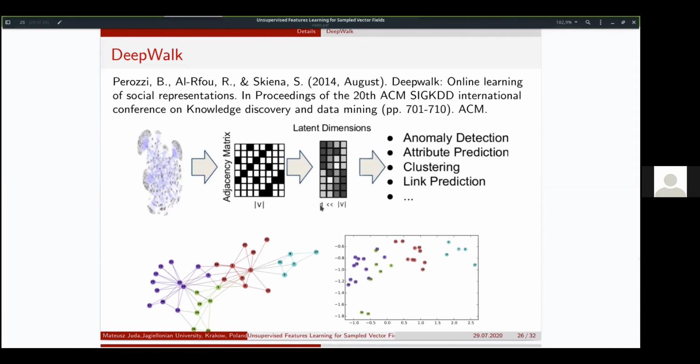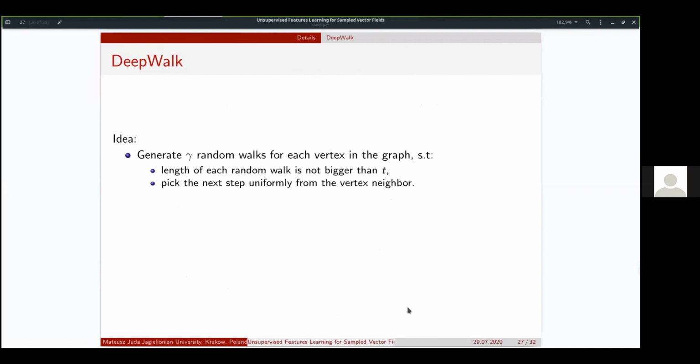The goal of this is to find some anomalies in the graphs, attribute prediction, clustering, link prediction, and so on. And the authors have a very simple toy example for the method, demonstrating this kind of graph and its two-dimensional embedding. Let me skip that. You've already seen a lot of such embeddings. So what is the idea of the method?